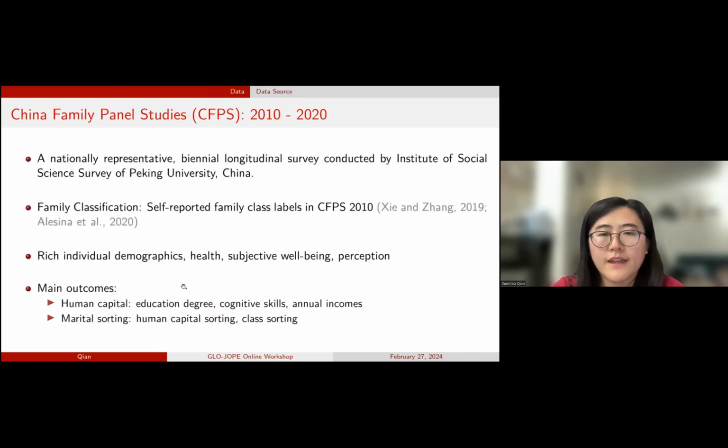Then the data. The data comes from the China Family Panel Study, which is a biannual survey. So far, we have five years. A very important piece of information we get from the data is a self-reported family class label reported in the baseline year. Based on that, we can define people into different class groups. The data set also provides a rich set of individual-level outcomes, especially main outcomes like human capital, cognitive skills, and marriage outcomes.